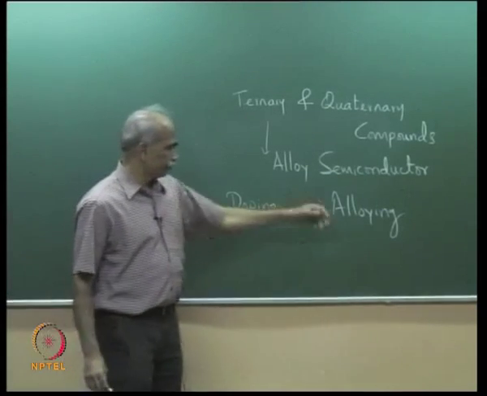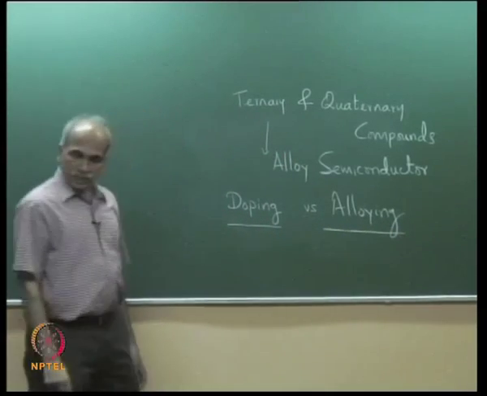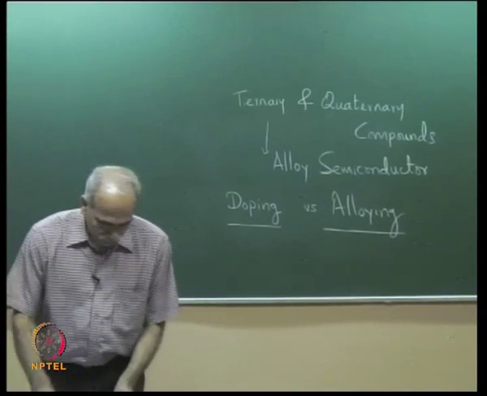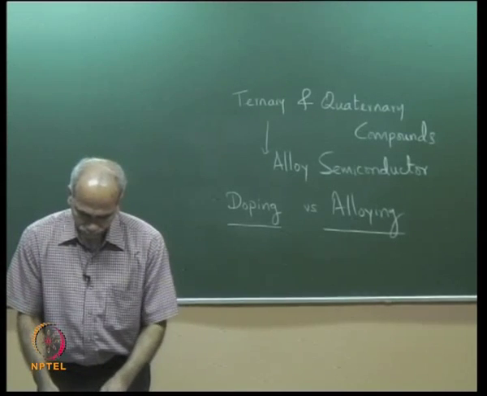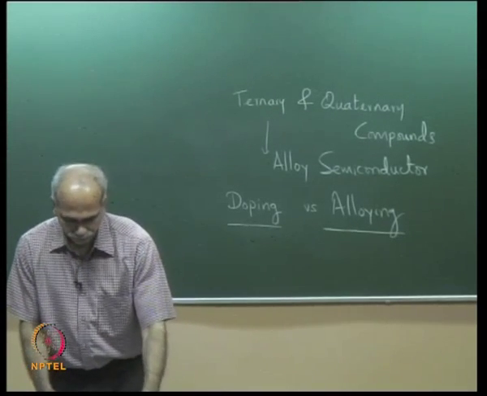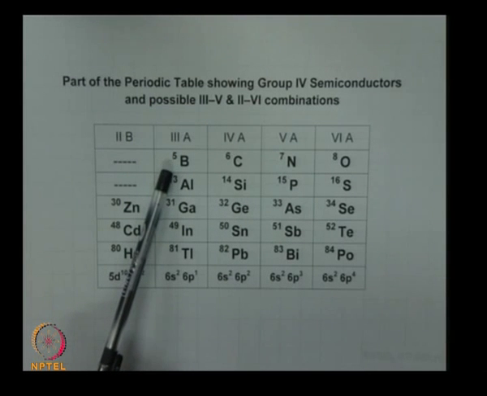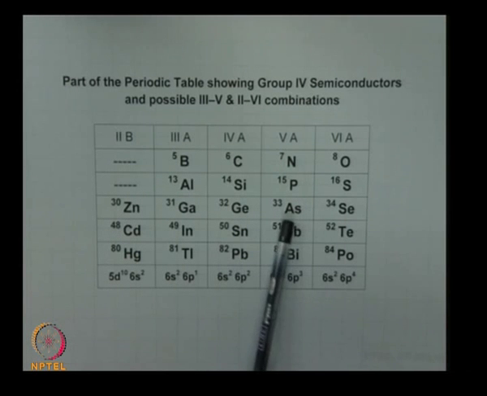Doping versus alloying. What are the differences between doping and alloying? Let us look at the table which we had in the last class. When we want to dope silicon, p-type silicon, then silicon is doped by boron to make it p-type. If you want to make it n-type, then you dope it with arsenic normally, or phosphorus.